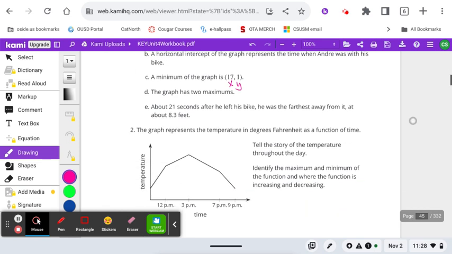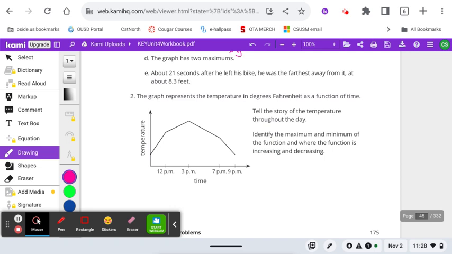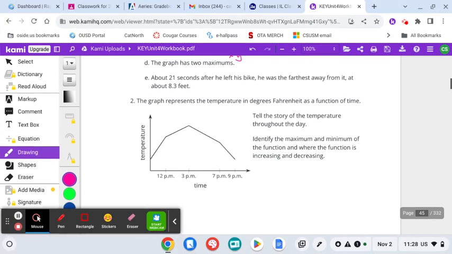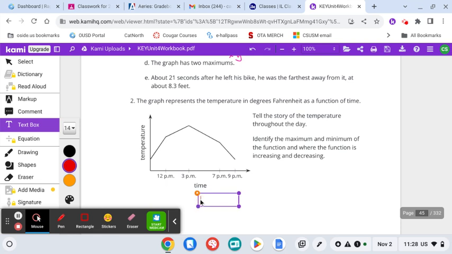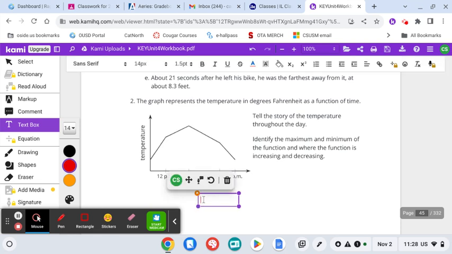This graph represents the temperature in degrees Fahrenheit as a function of time. Tell the story of the temperature throughout the day. Again, we are expecting you to be independent thinkers at this point. You are going to go type or write up your own story about this graph. Notice there's not even any numbers.